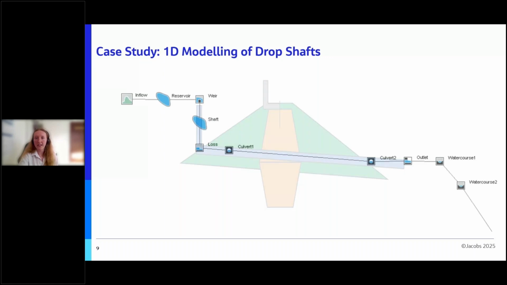So on screen here is an example of how you could explicitly represent the reservoir drop shaft overflow in Flood Modeler. I would first set up a weir unit to represent the crest of the overflow around the perimeter of the shaft. Then I'd connect this to a reservoir unit representing the vertical drop shaft, as you can't use a culvert in the vertical.